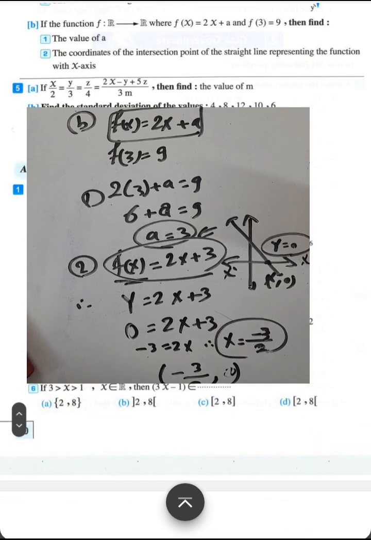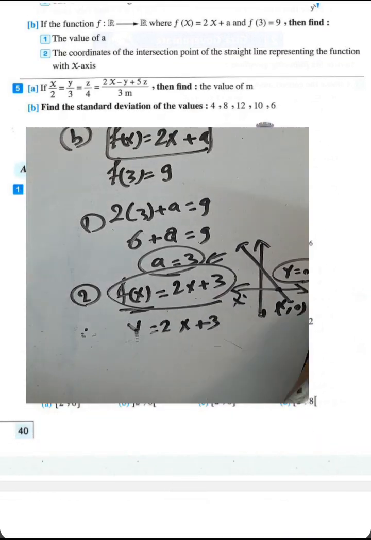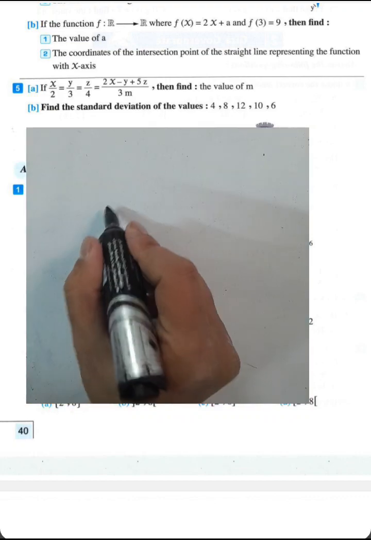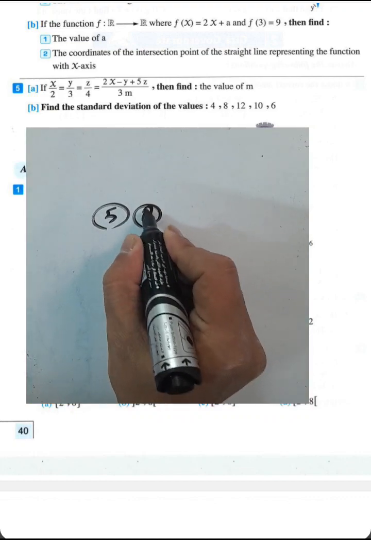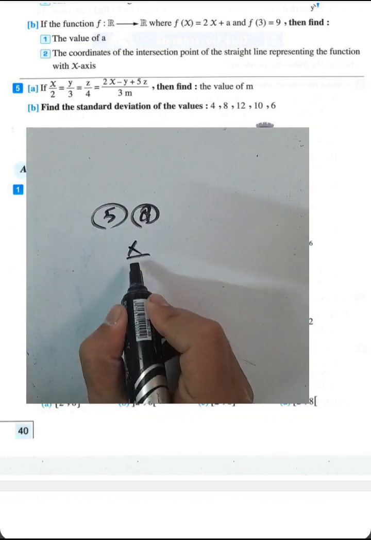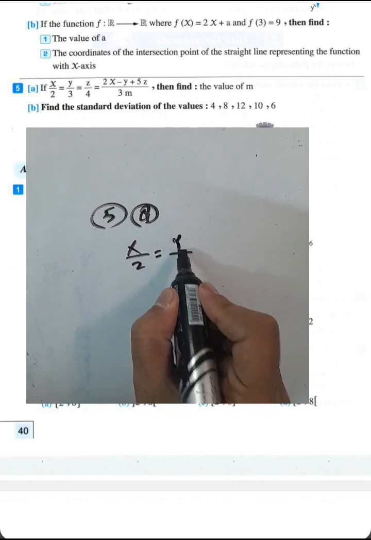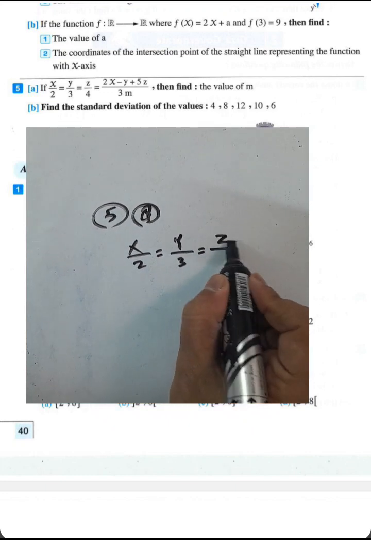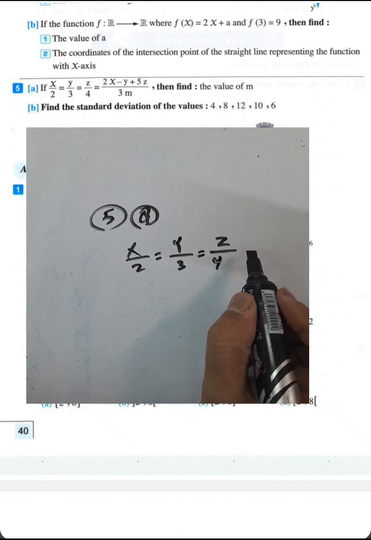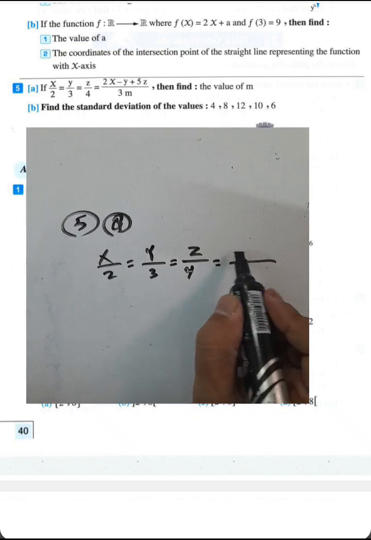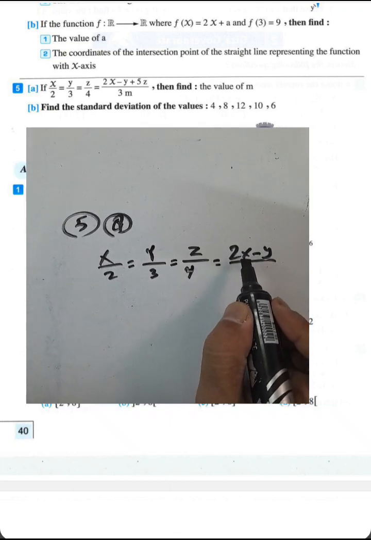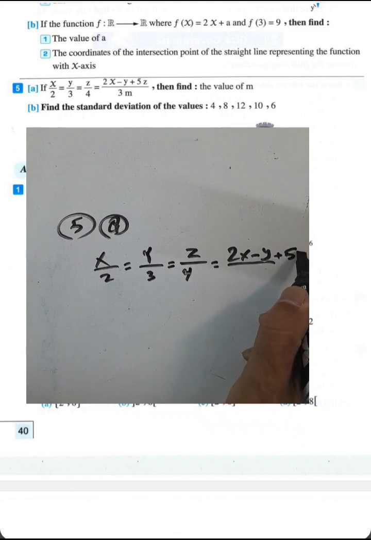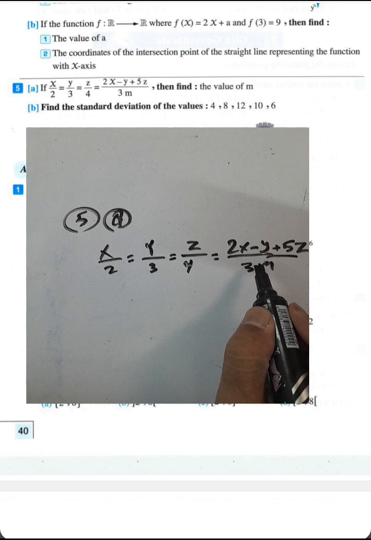Okay, question 5, number A. If x over 2 equal y over 3 equal z over 4 equal 2x minus y plus 5z over 3m, find the value of m.